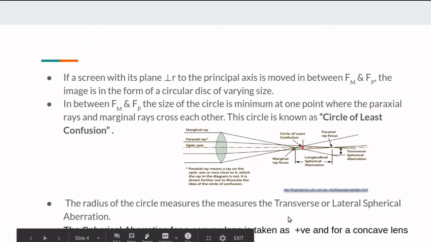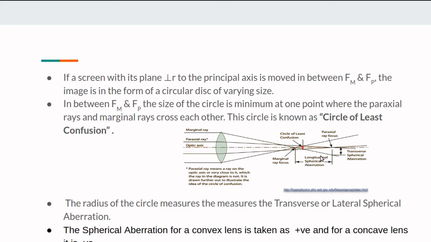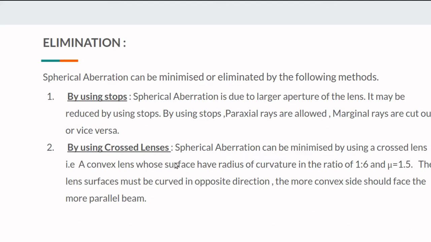Next, if a convex lens is used, this defect is on the right side of the lens, therefore it is taken as positive. If you use a concave lens, then these images are formed on the left side of the lens, that is on the object side, therefore spherical aberration is taken as negative.